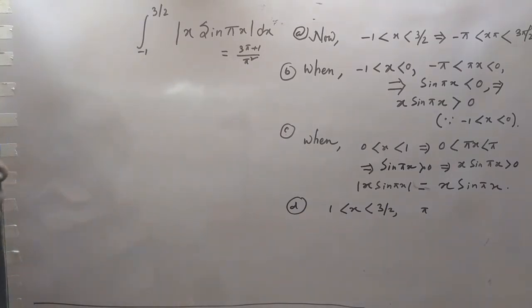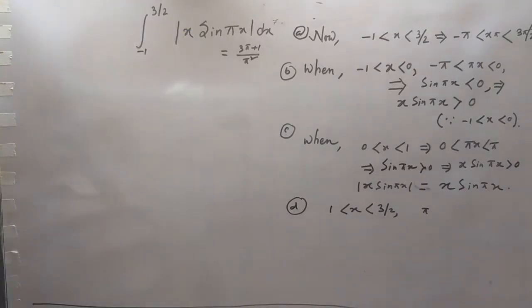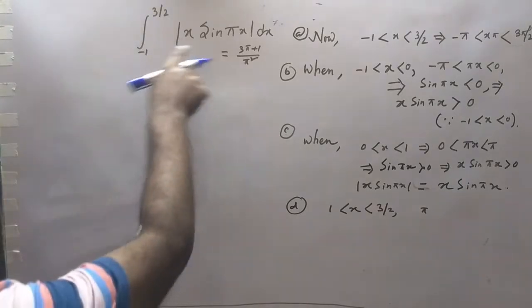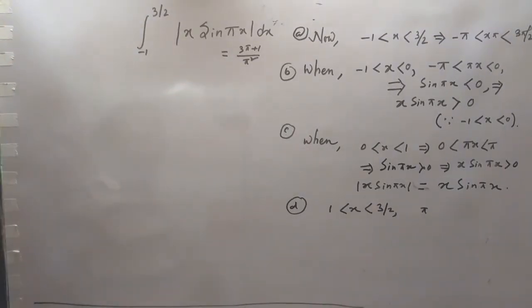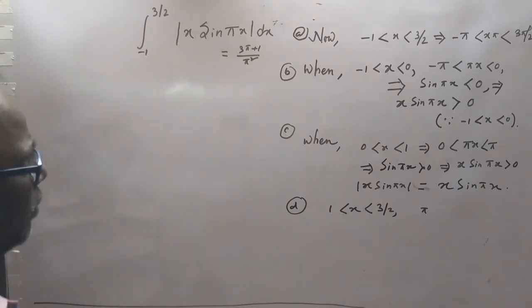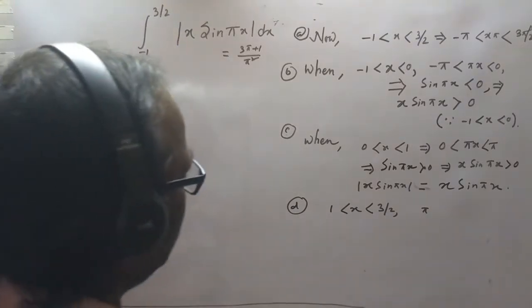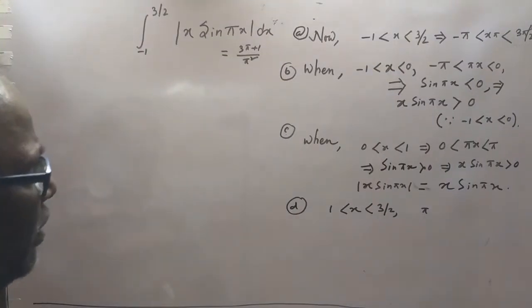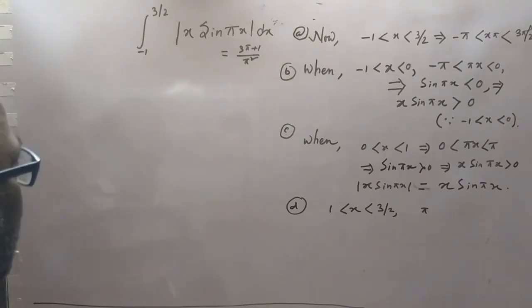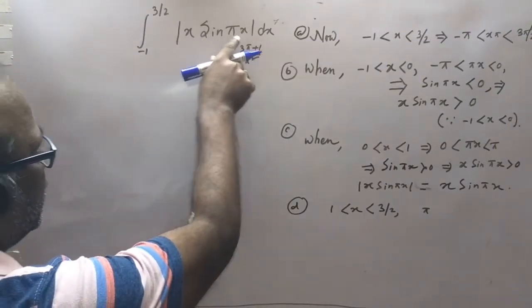This is the most important problem for finding the domain of this region for the integral. Let's see how we can find the domain. It is -1 to 3/2, and what is the modulus value of x sin pi x in that interval? Now this domain is from -1 to 3/2. Then what is the value within the mod of x sin pi x?